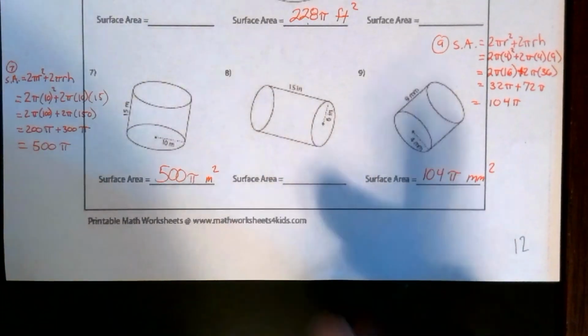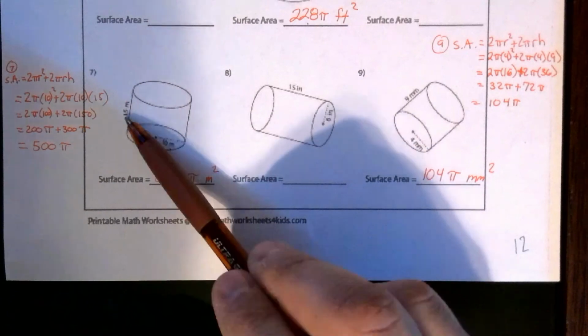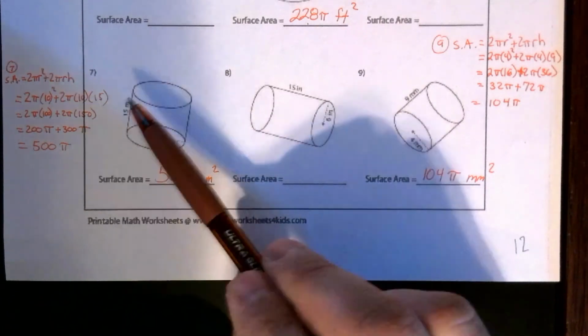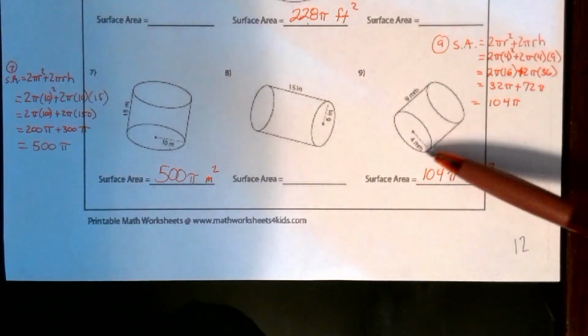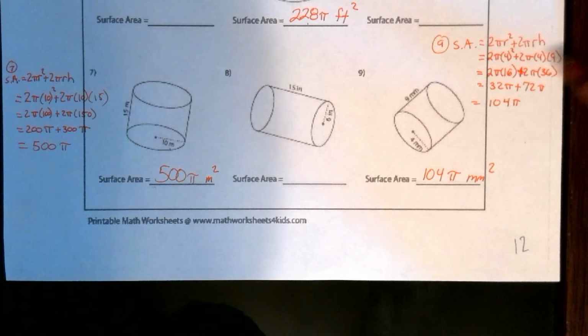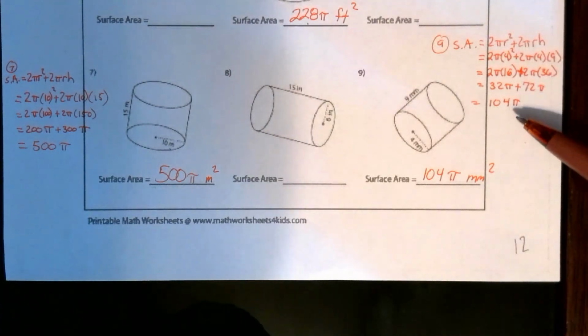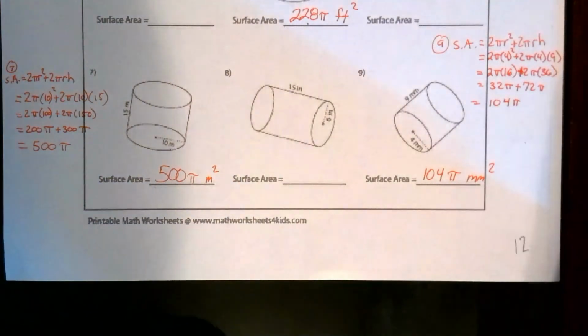For 7 and 9, same thing. I plugged in this one 10 for the radius, 15 for the height, and I did the math, got 500 pi. And I plugged in over here 4 for the radius and 9 for the height, and again did the math, order of operations, got 104 pi millimeters squared. So those are your answers from last night.